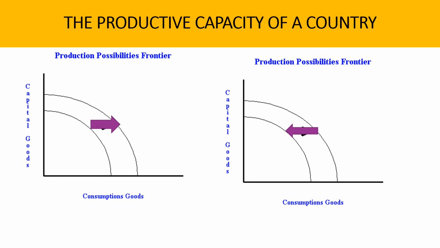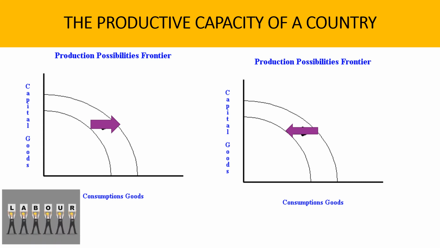Just to add on, the shifts of the curves are caused mainly by changes in the total amount of available factors of production, or by advancements in technology. If the total amount of factors of production, for example labor or capital, increases, then the economy is able to produce more goods at any point along the frontier.